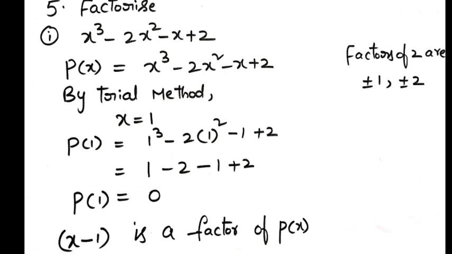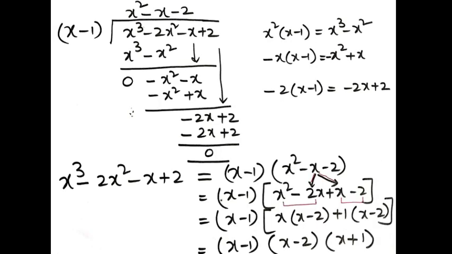So, according to factor theorem, if p of 1 equal to 0, then x minus 1 is a factor of the given polynomial. Now, we will divide the given polynomial p of x by x minus 1 by using long division method. Then we got the quotient x square minus x minus 2. Now, this x square minus x minus 2 is a quadratic polynomial. Now, we have to factorize by using splitting the middle term.